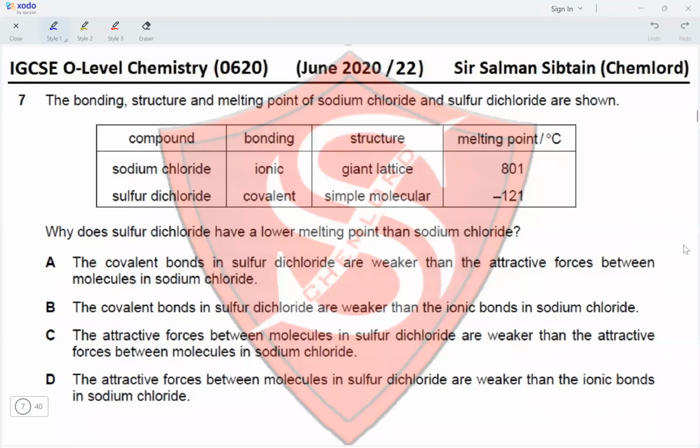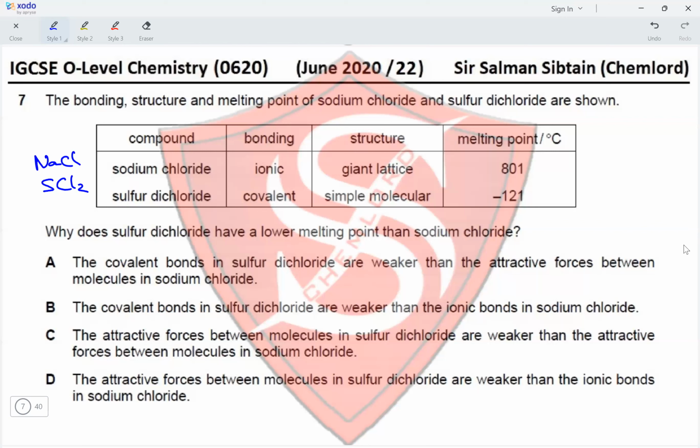Question 7. The bonding structure and melting point of sodium chloride and sulfur dichloride. Okay, sodium chloride is NaCl and sulfur dichloride is SCl2. NaCl is ionic, sulfur dichloride is covalent. NaCl is a giant lattice, sulfur dichloride is simple molecular. The melting point of NaCl is 801 and the melting point of SCl2 is minus 121, so it is a gas at room temperature and pressure. What does sulfur dichloride have? Lower melting point than sodium chloride.